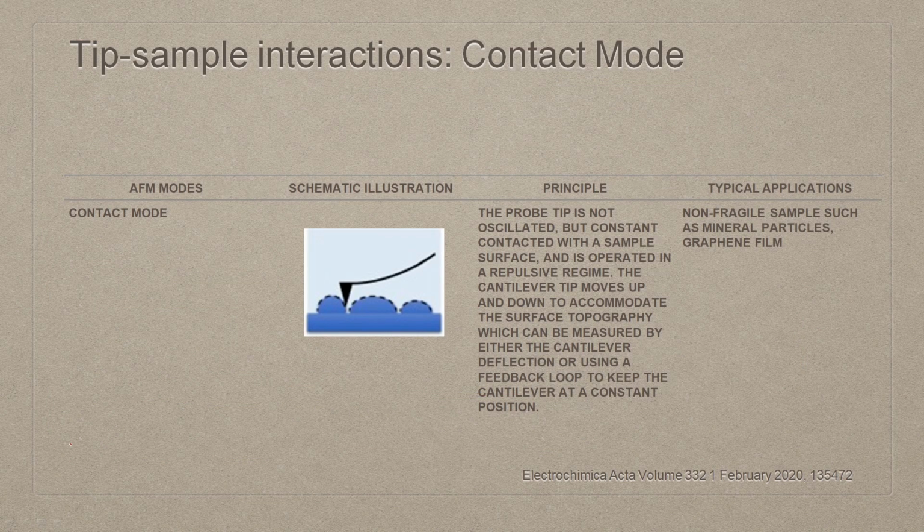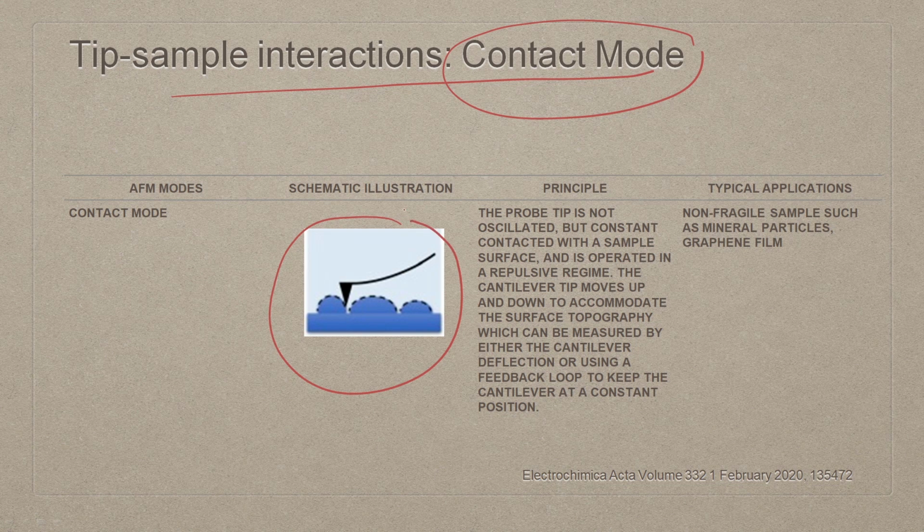If we look at it in a diagrammatic fashion, this is what the contact mode looks like. Its principle is that the probe tip is not oscillated but constantly in contact with the sample surface and is operated in a repulsive regime. The cantilever tip moves up and down to accommodate the surface topography, which can be measured by either the cantilever deflection or using a feedback loop to keep the cantilever at a constant position. You have to be very careful, it can even break the tip.